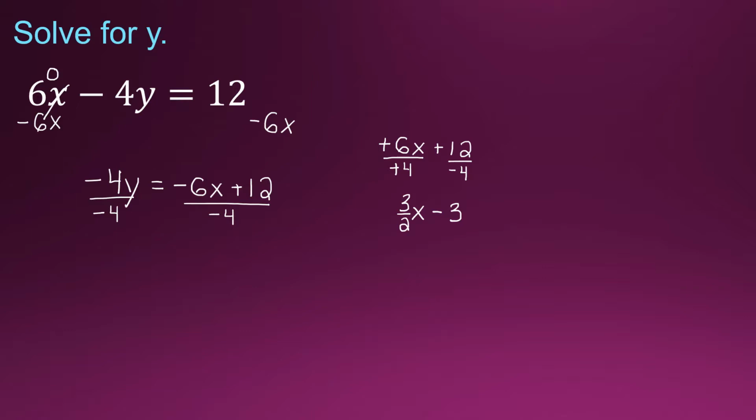So negative 4 divided by itself gives me 1. That allows me to just bring down my y. And on the other side, I end up with 3 halves x minus 3. It looks really complicated, but in 2 steps, I'm finished. Let me show you another.